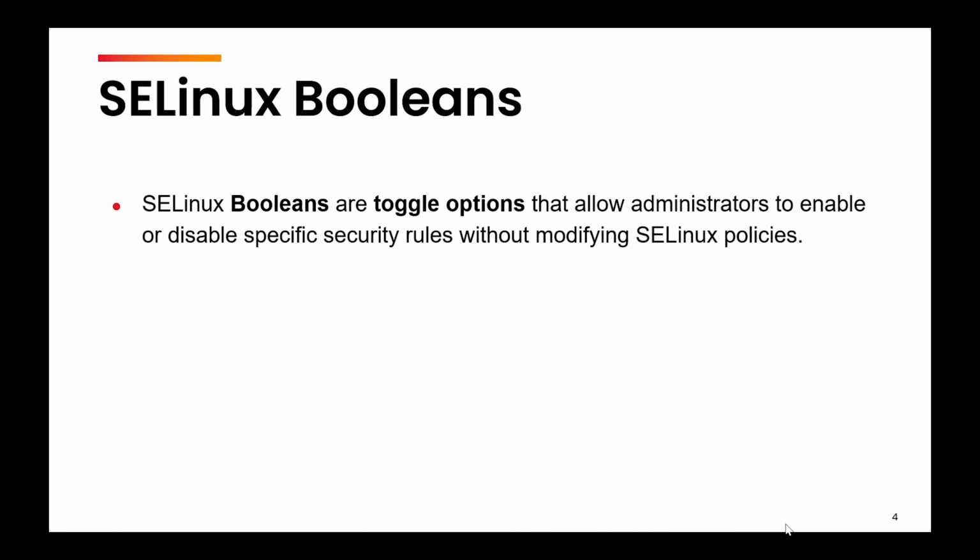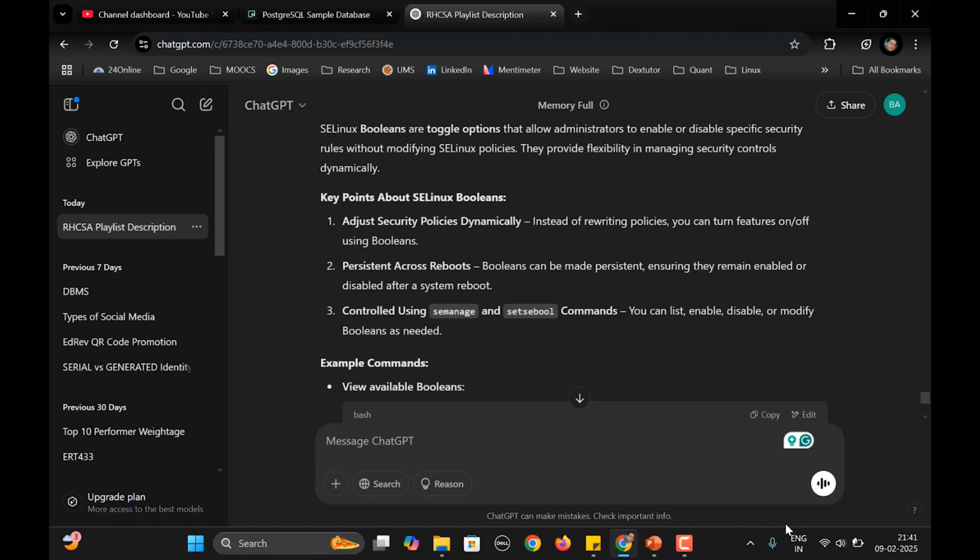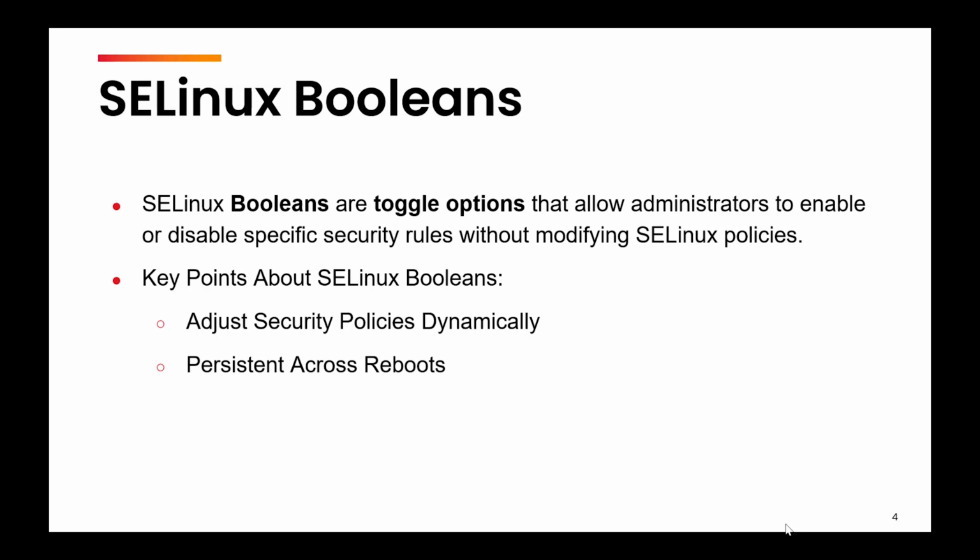Next, we will be talking about SELinux booleans. SELinux booleans are toggle options that allow administrators to enable or disable specific security rules without modifying SELinux policies. They allow you to adjust the security policies dynamically. That is, instead of rewriting the policies, you can turn features on or off using booleans. Also, the changes made by the booleans can be persistent across reboots. And we will be using the setsebool command to modify the booleans.